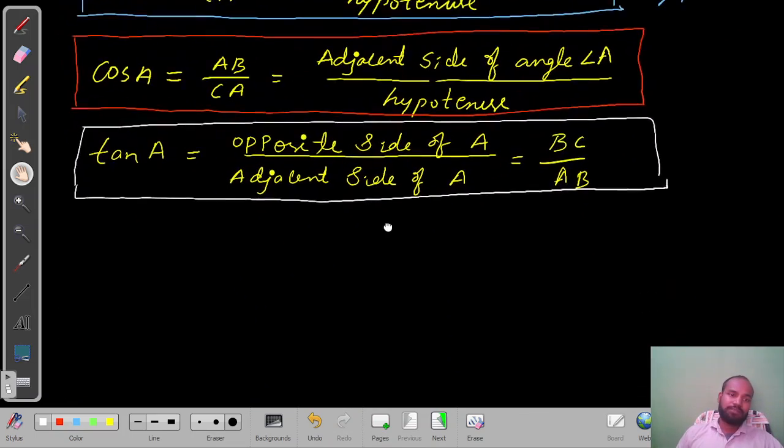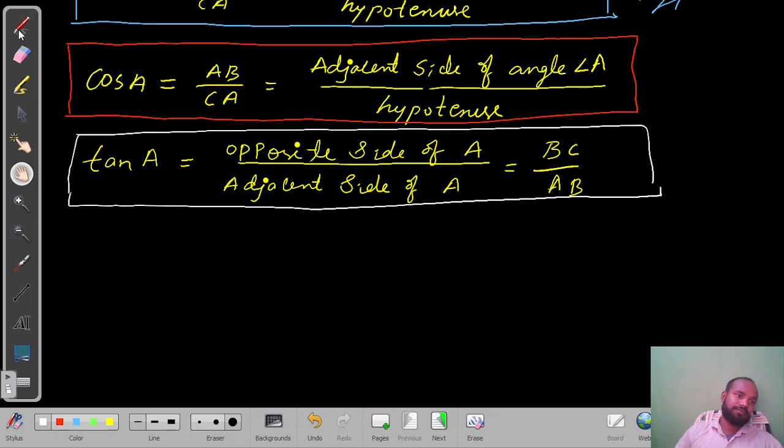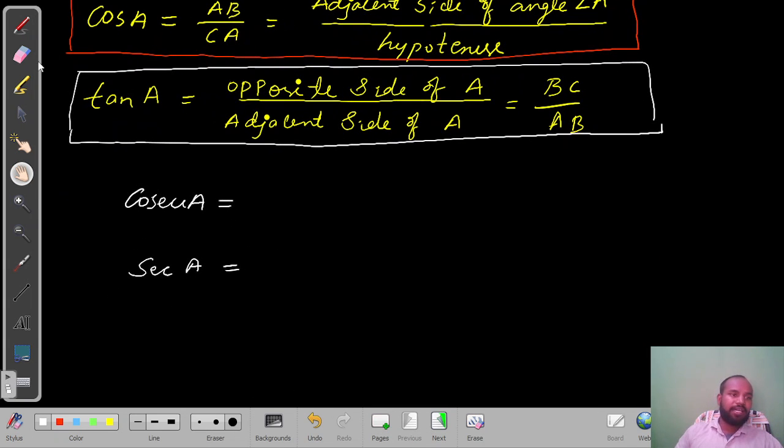So now see, first one is cosec A. What is cosec A and sec A? And the last one is cot A. These three are very important. Now I will tell you very easily how to derive these formulas.